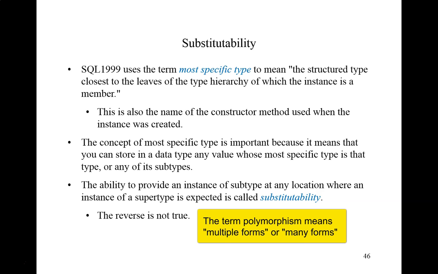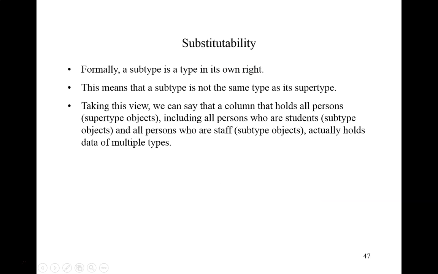In object-oriented programming, polymorphism refers to the ability of an object reference variable or an object pointer to reference objects of different types. Polymorphism means multiple forms. Formally, a subtype is a type in its own right. What this means is a subtype is not the same type as its supertype. They are related, but they are not identical.